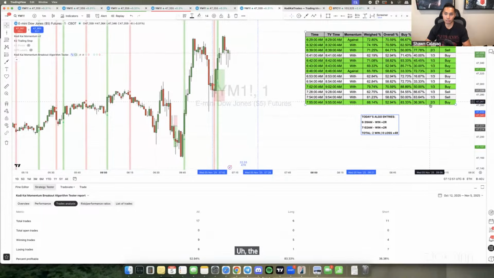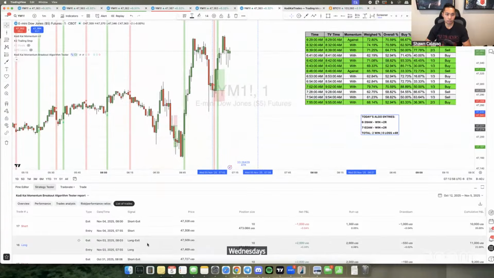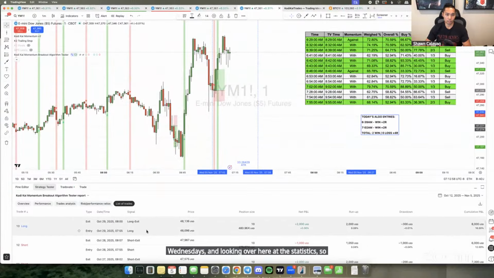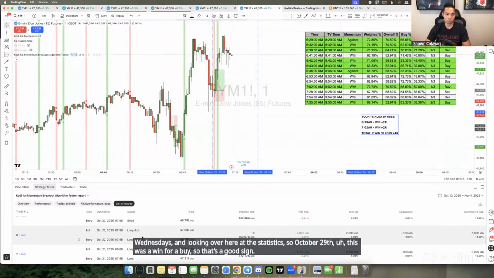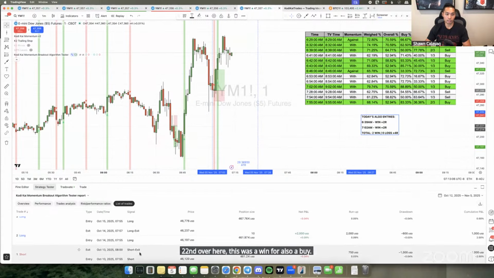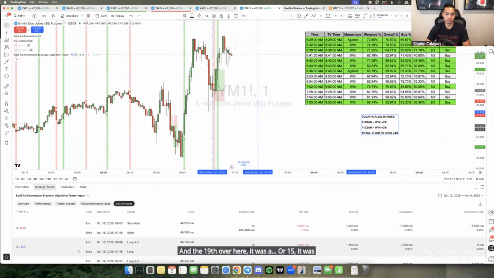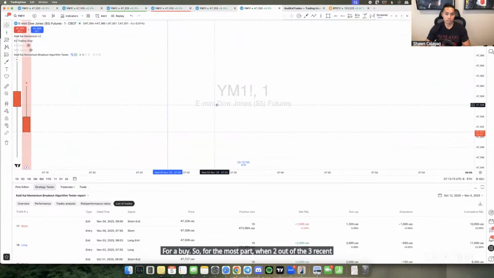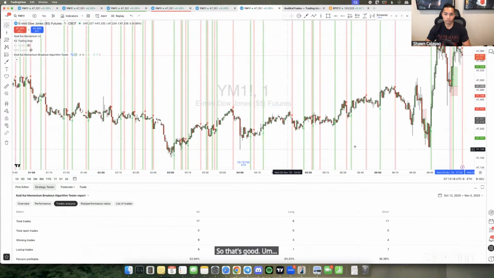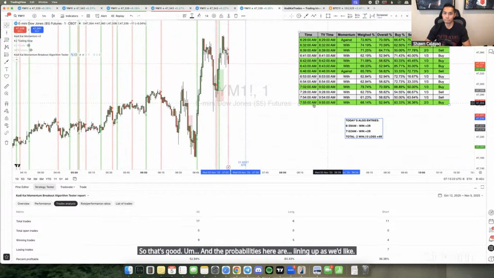The history here shows that it won 2 out of the 3 recent Wednesdays. And looking over here at the statistics, October 29th, this was a win for a buy. So that's a good sign. 22nd over here, this was a win for also a buy. And the 15th, it was a loss for a buy. So for the most part, it won 2 out of the 3 recent Wednesdays. So that's good. And the probabilities here are lining up as we'd like. So we'll see what happens as we continue along.